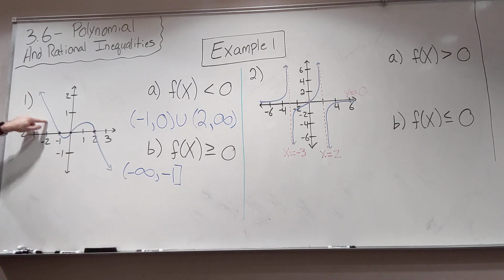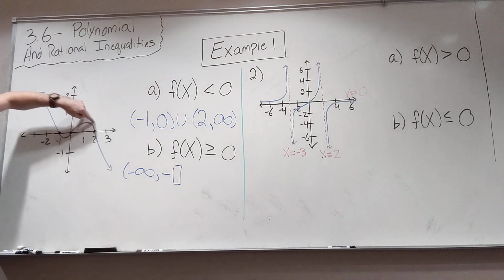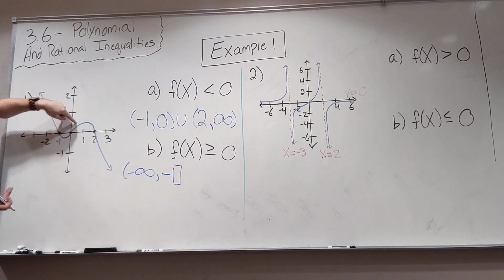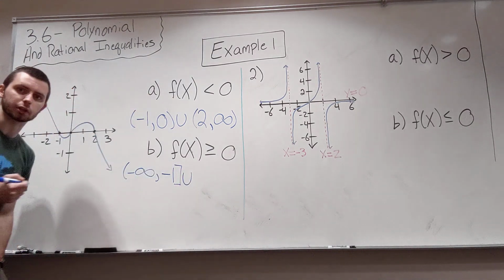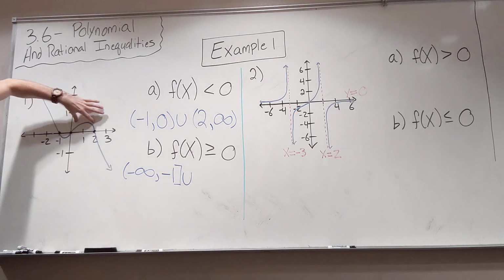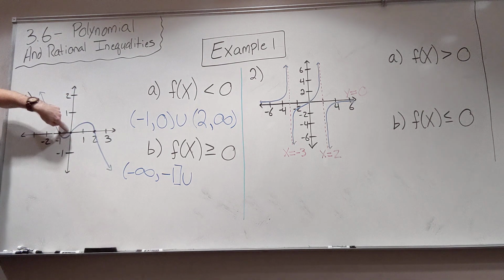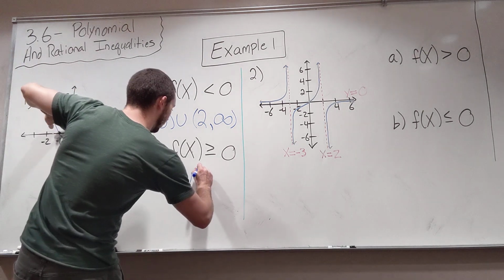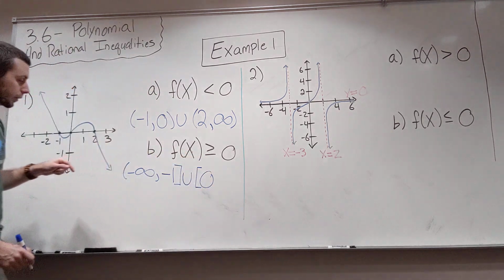But you may notice this segment is not the only segment that's above the x-axis. There's also this segment right here that is also above the x-axis. So let's go ahead and prepare by putting a union, remember the glue between intervals, and now we need to notate this segment. So this segment starts at 0. And we're going to use a bracket because we are including the endpoints here.